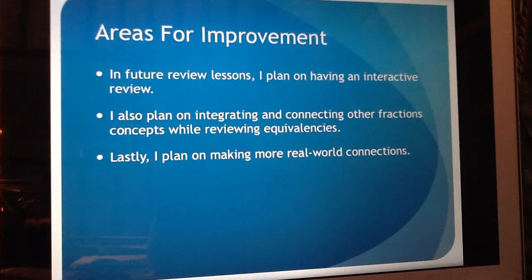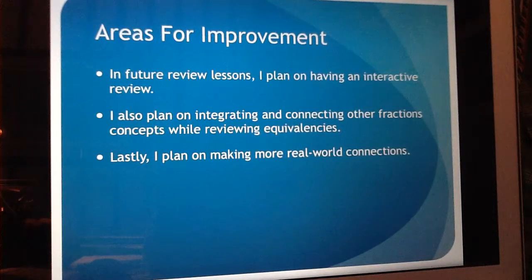Areas for improvement in this lesson. In future lessons, I plan on having more of an interactive review. I have done these types of reviews in the past, things like creating a Jeopardy game to review, and using whiteboards to review. I also plan on integrating and connecting other fractions concepts while reviewing equivalencies. This would include drawing fractions as well as making visual models of fractions.